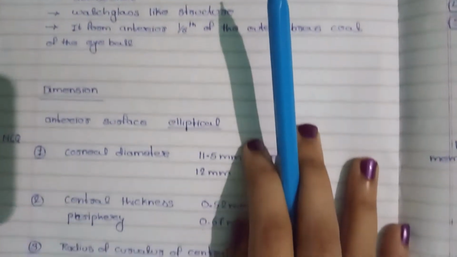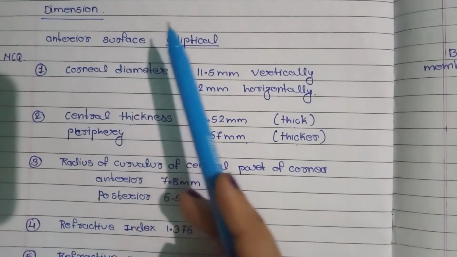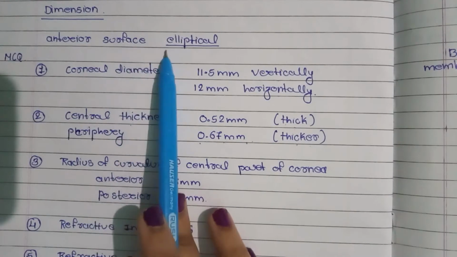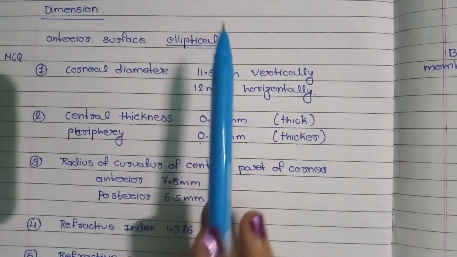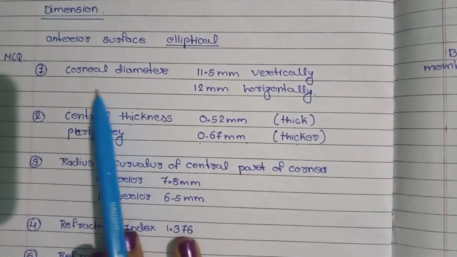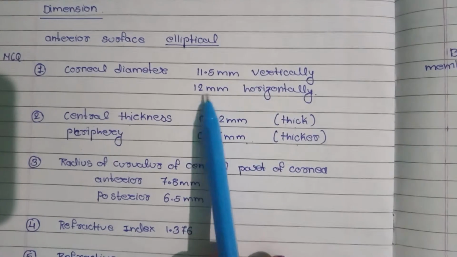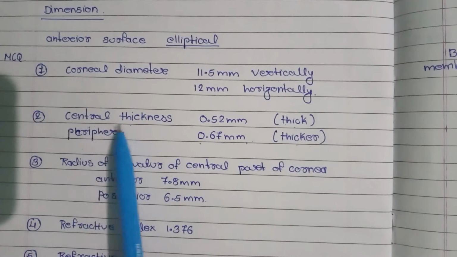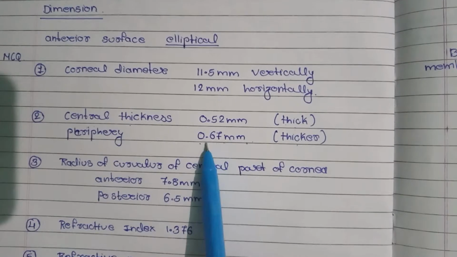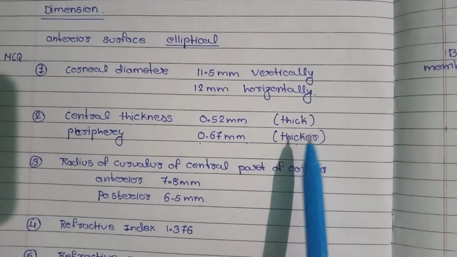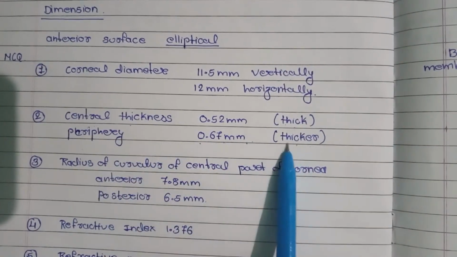Second, we are going to see the dimensions of the cornea. Dimensions of the cornea are important, that can be asked for the MCQs. Anterior surface of the cornea is elliptical, as we assume that the anterior surface is oval and the posterior is circle. First, corneal diameter is 11.5 mm vertically, 12 mm horizontally. Second, corneal thickness is 0.25 mm in the center, which is thin, and in the periphery 0.67 mm, which is thicker.